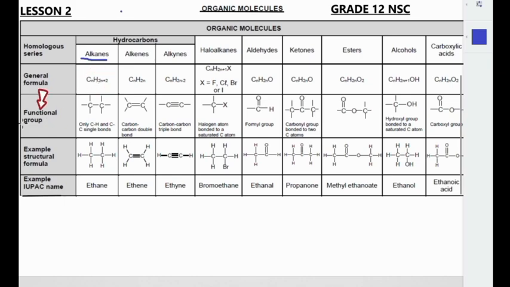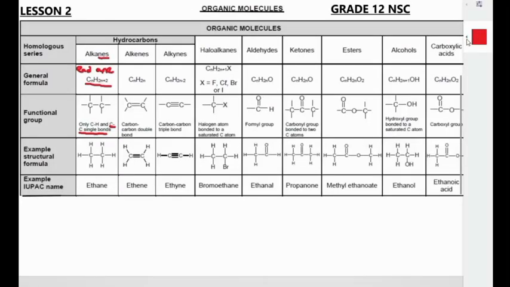And the functional group, all right? So it is only the carbon bonded to the hydrogen and the carbon single bonds. Okay, that is the functional group. Let us look at the example of the structural formula. The structural formula shows the structure, how this compound is. Okay, now look at this part here, the first homologous series, the alkanes. So the most important thing here is that they end with ANE. And the second most important thing is the general formula itself.